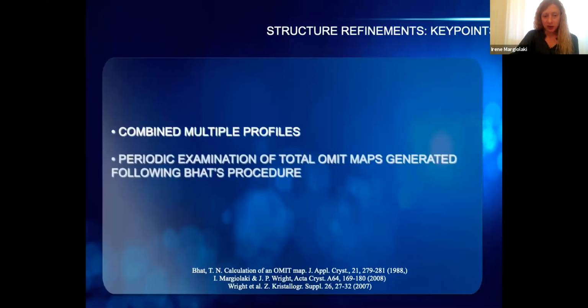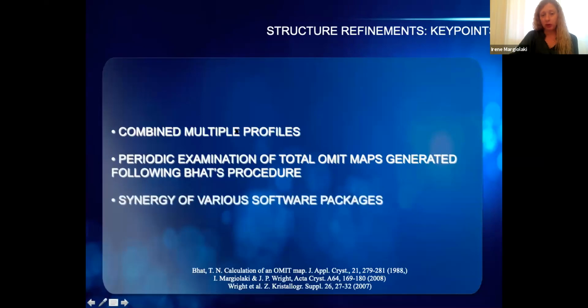Just to be clear, in our structure refinements, we combine multiple profiles. One data set most commonly is not sufficient. Instead of traditional electron density maps, we use total omit maps, which are slightly different in their philosophy. They contain less model bias, and they are described by BAT in this article. And of course, we use lots of software packages.